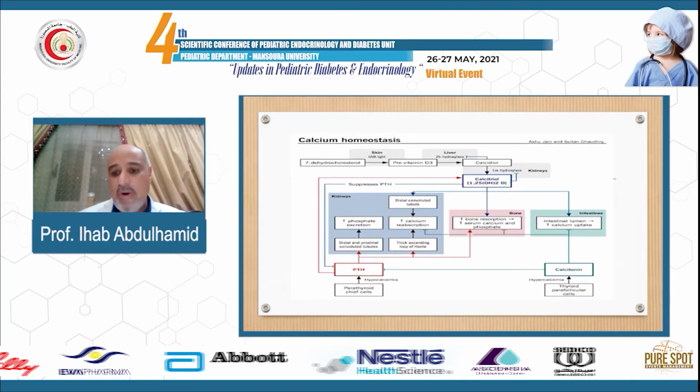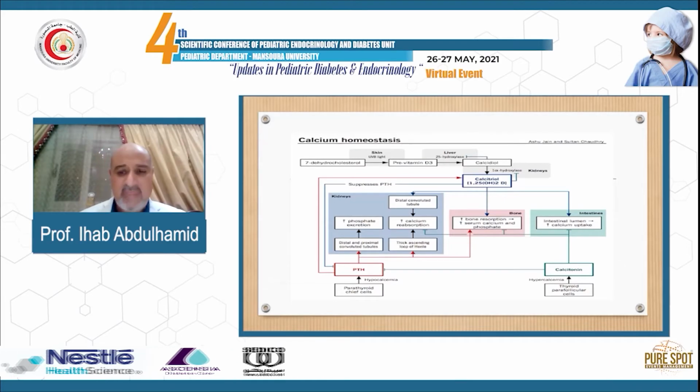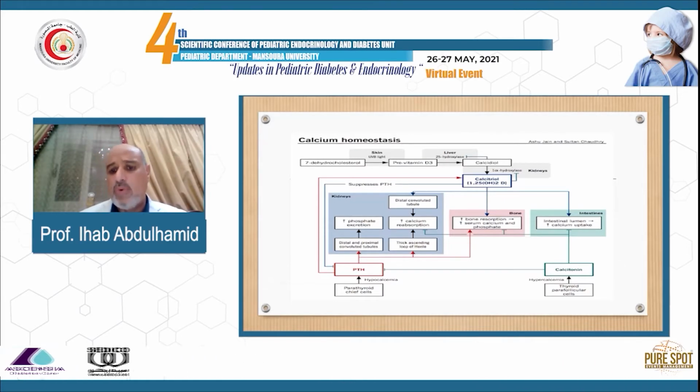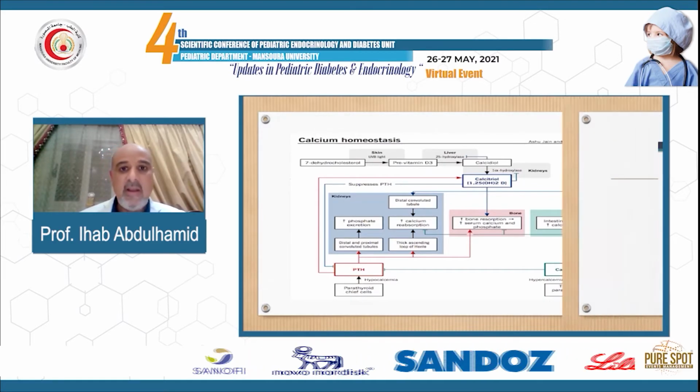Calcitonin is a calcium lowering hormone from the parafollicular C cells in the thyroid gland. It decreases bone resorption, so it decreases serum calcium when there is hypercalcemia only.